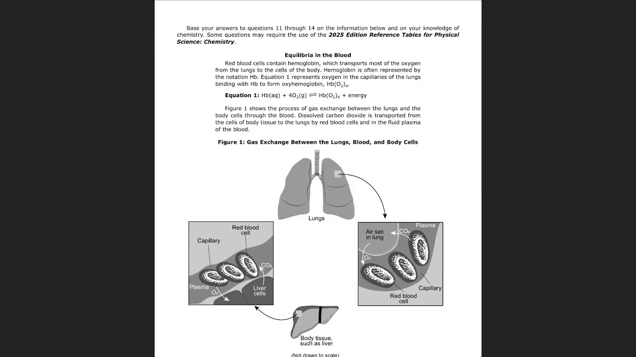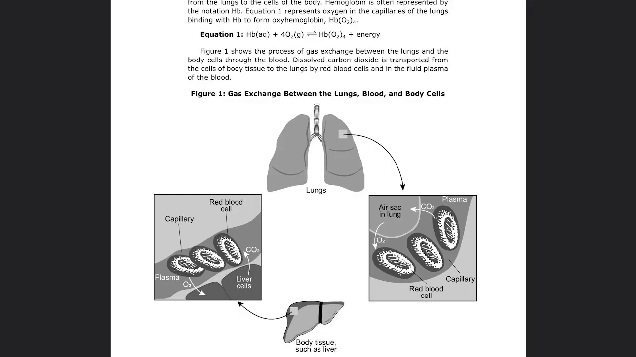Figure 1 shows the process of gas exchange between the lungs and the body cells through the blood. Dissolved carbon dioxide is transported from the cells of body tissue to the lungs by red blood cells and in the fluid plasma of the blood. And then it gives you a figure. What I notice in this figure is as oxygen is leaving the blood cells, then CO2 is going into the blood cells, and vice versa, right?